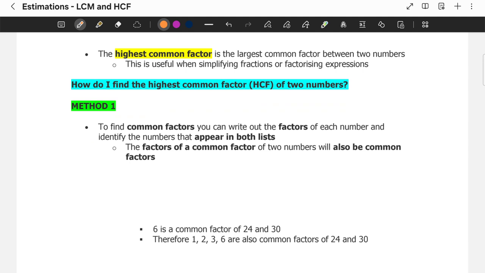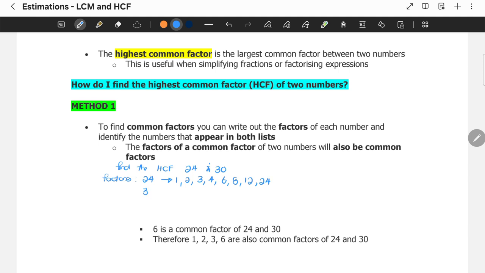One of those is to list all the factors that are common. Let's say the question says, find the highest common factor of 24 and 30. So first, let's look at what are the factors of 24. So numbers that are divisible into 24 without leaving a remainder. We can start with 1, and then we have 2, and then we have 3, and we have 4, and we have 6, and we have 8, and we have 12, right? And we have 24 as well.